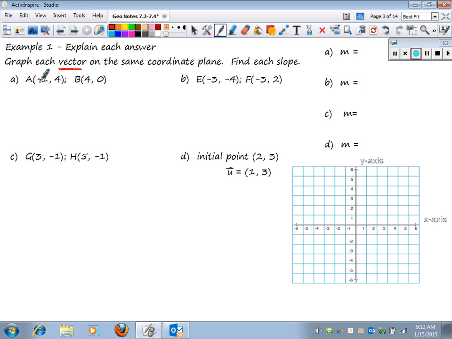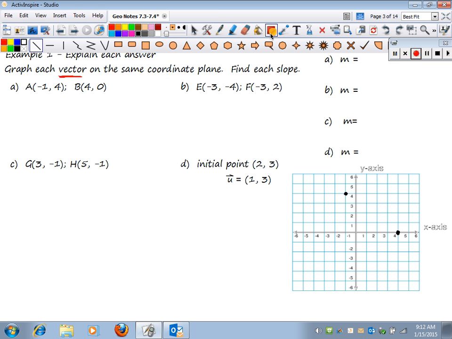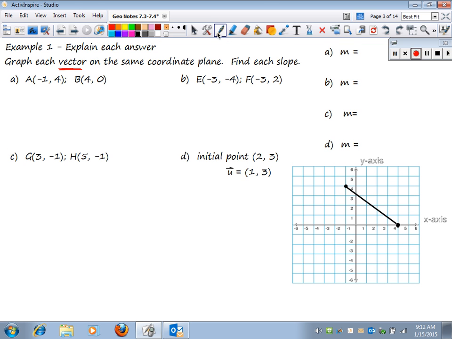So it starts here at negative 1, 4. A is at negative 1, 4. Okay, we'll call that point A. Actually, let me use a black pen so you can see it a little better. Negative 1, 4. And then B is at 4, 0. So here's 4, 0. If you have an ID card or planner or something that you could draw a straight line with, you should get that out and draw a straight line. It makes things a lot nicer.